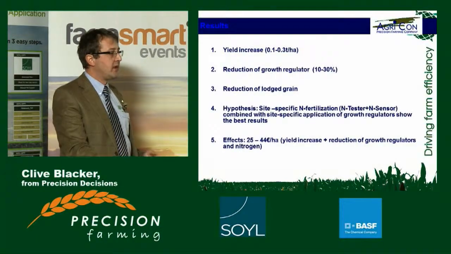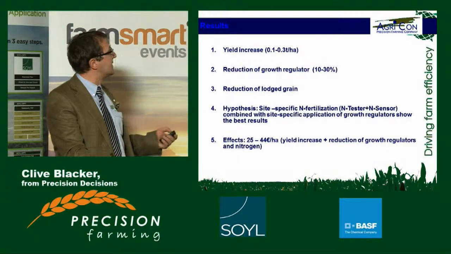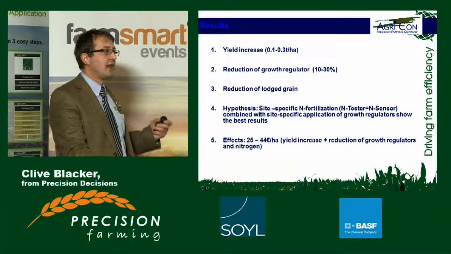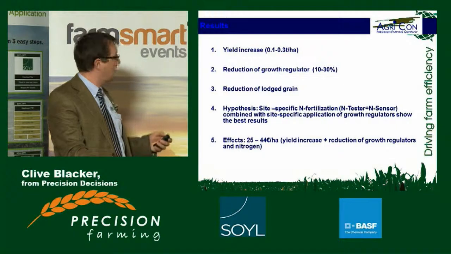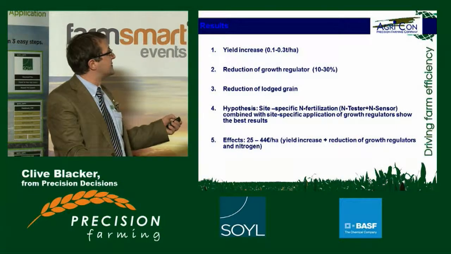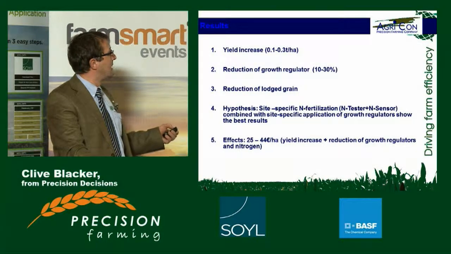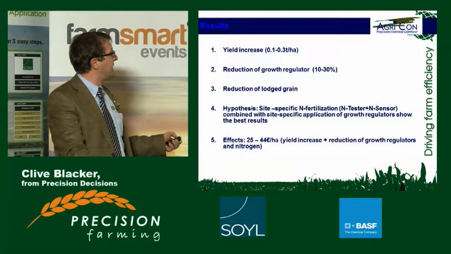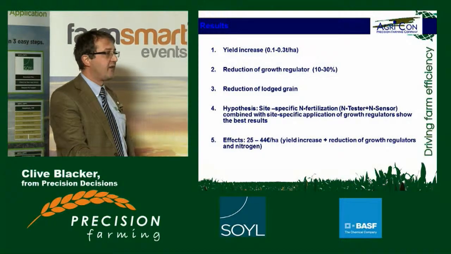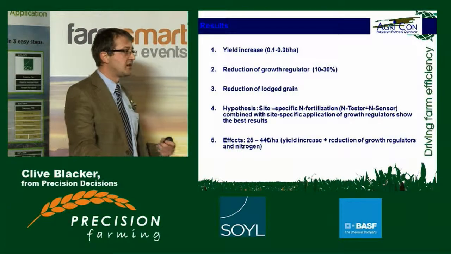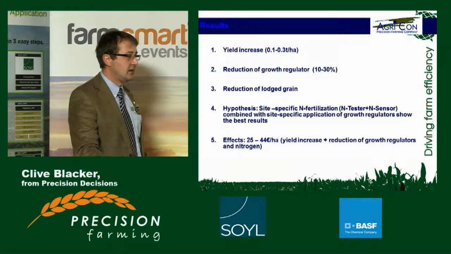Agricon are a partner company that we work with in Germany, and this is some of their trial results. They've been doing variable growth regulators a lot longer and have a growth regulator module within the N-Sensor. They would claim yield response is 0.1 to 0.3 tonnes per hectare, a reduction in growth regulator use between 10 and 30%, a reduction in lodging, and benefits in margins between 25 and 44 euros per hectare. So you can see that it's not just here, we have the same effects.